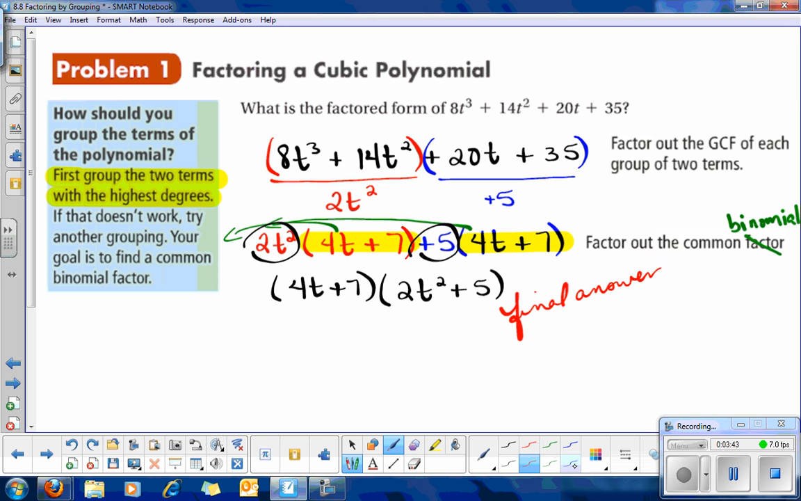And of course, if you need to, or if you'd like to, how can you check it? You can check it using a FOIL method.